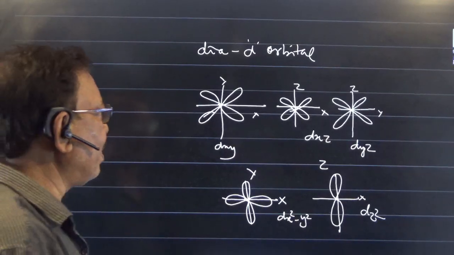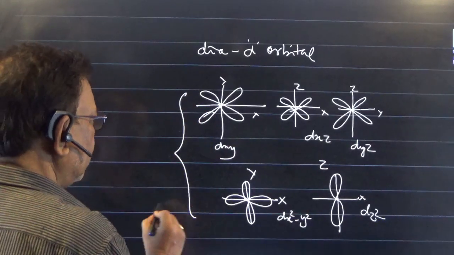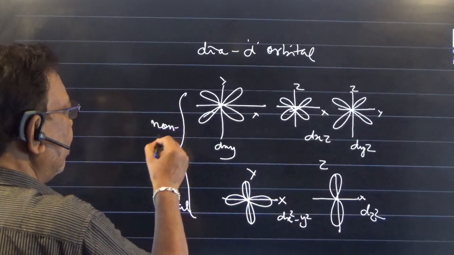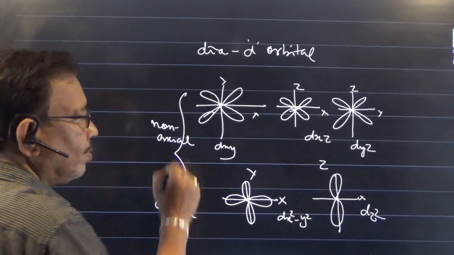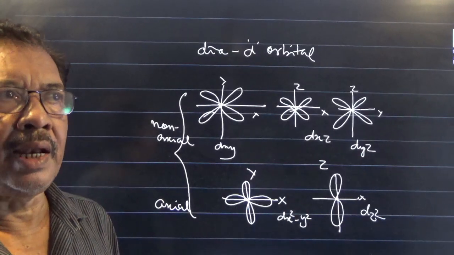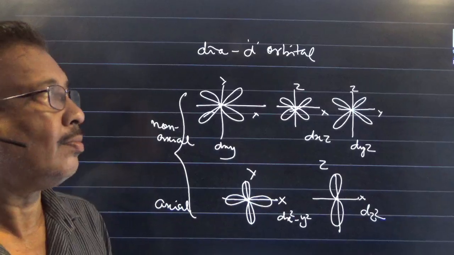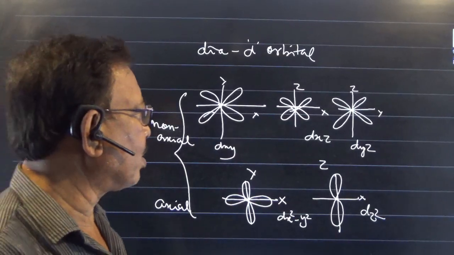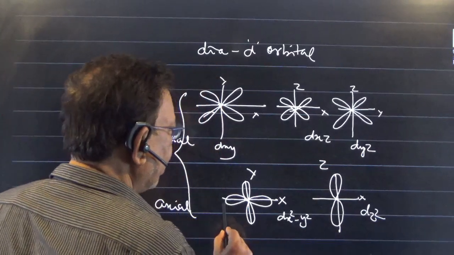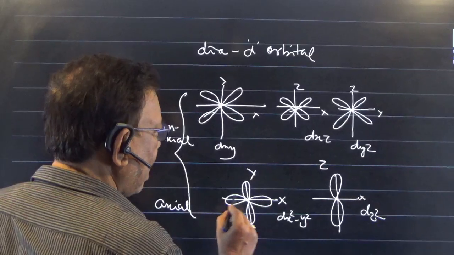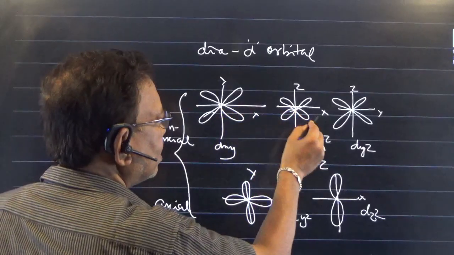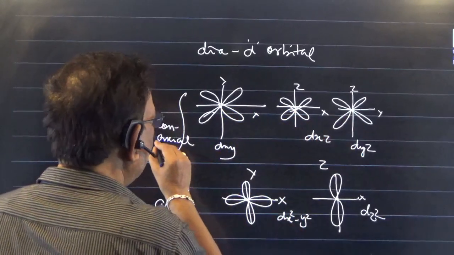So among the 5 orbitals, this is called axial, this is called non-axial. Is it clear? Everybody understood? So axial means on the axis, the lobes are on the axis, and here the lobes are in between the axes. So this is your non-axial.